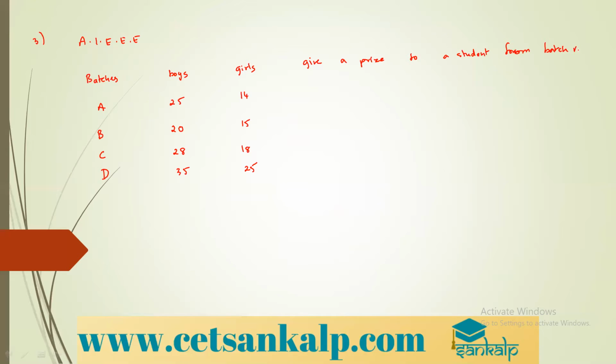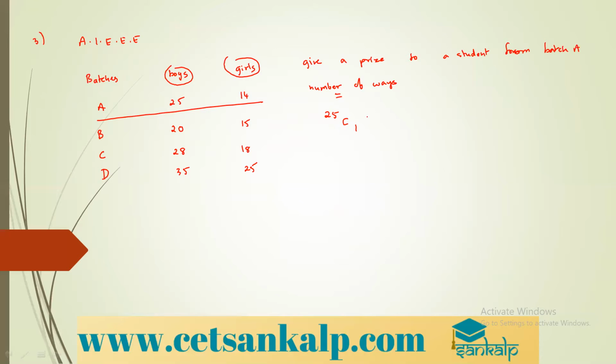From batch A. So in how many ways can I do that? In batch A, I have boys and girls. If I want, I can give a prize to a boy, or if I want, I can give a prize to a girl. Suppose out of 25 boys, I select one boy for the prize. My work is over. That's it.